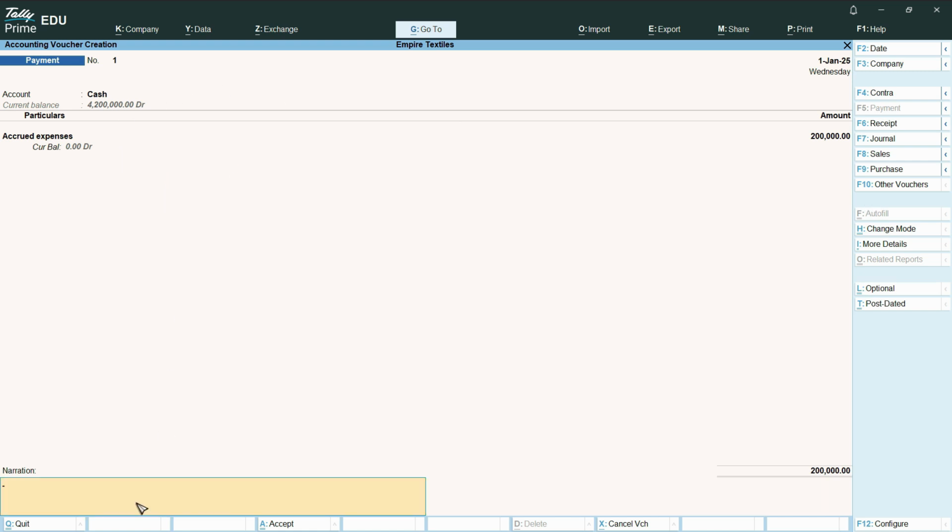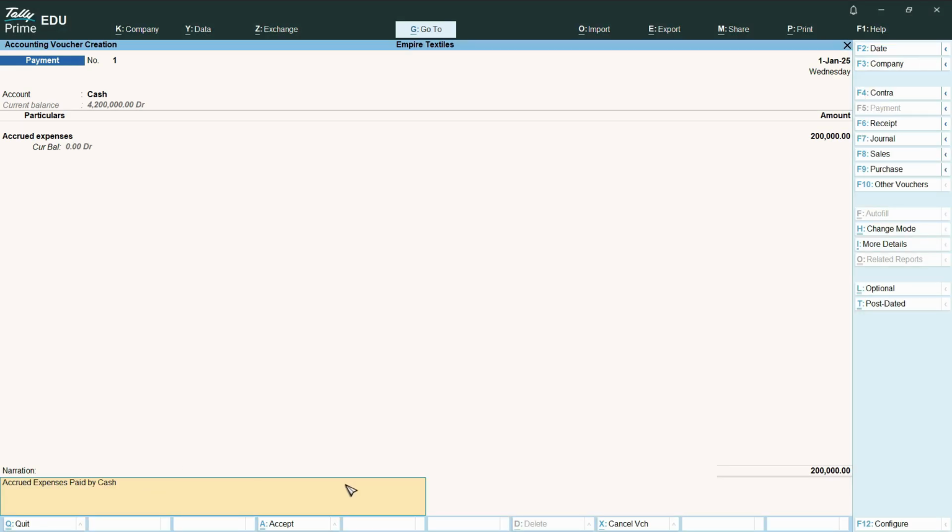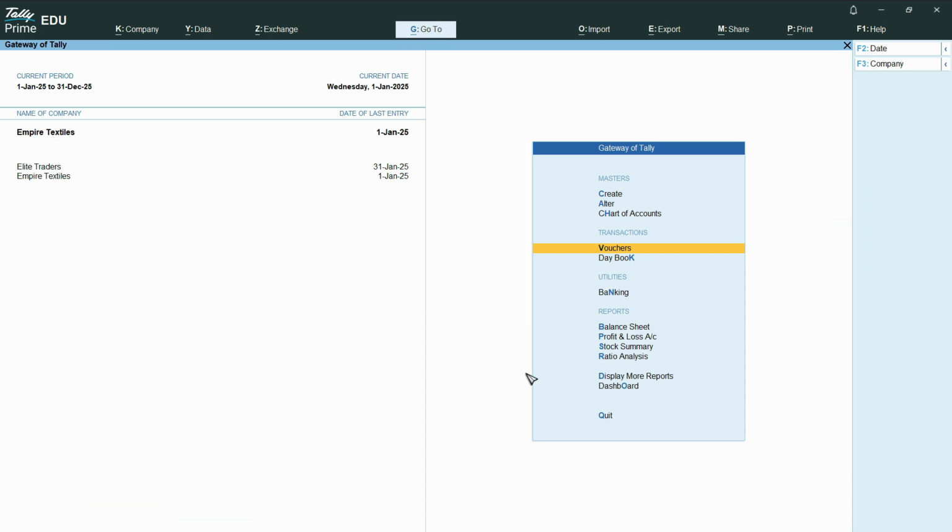Hit enter. Just go directly to the narration. And I'll just copy and paste this narration right here and press Control A to save. And this is how you can enter the accrued expenses paid by cash in Tally Prime. Hit exit.